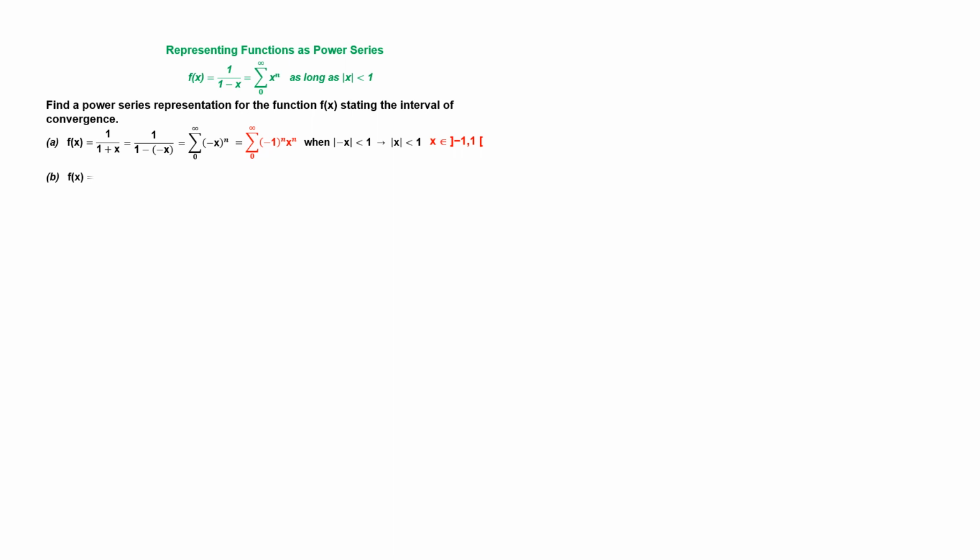To solve item B, we rewrite f of x to fit the form of an infinite geometric series. We can do this by rewriting the denominator as follows. We replace x by minus 1 times 1 minus x in the equation above. So we obtain a power series representation for the function f of x as long as the absolute value of x minus 1 is less than 1. The domain or interval of convergence is given by solving this inequality.